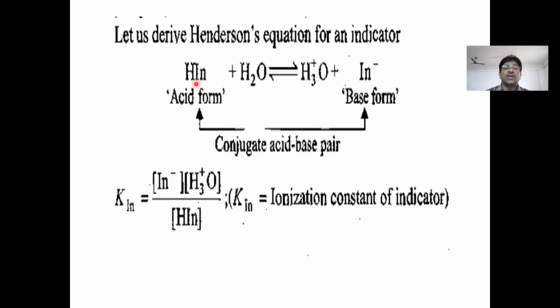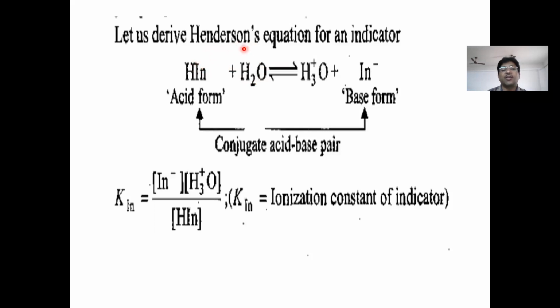Now HIN is what? Indicator. Phenolphthalein or some indicator is taken. IN minus is the negative ion of the indicator. H plus is the hydrogen ion. HIN is the acid form, as it is ready to produce H plus. So the acidic indicator is taken. When we add it to water, an aqueous solution, H plus will be produced here.